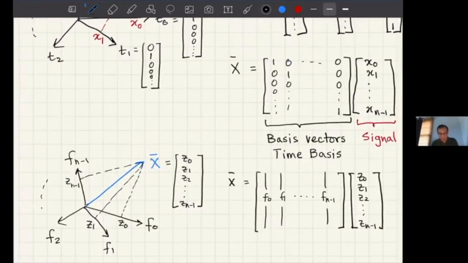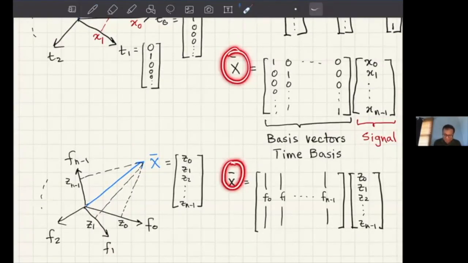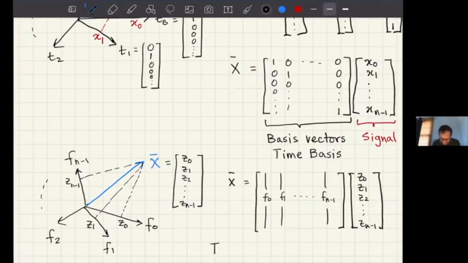Which means, observe that I can write both of these x's, which are the same. I can now write this equation: x equals F times z. Let's call them x in the time domain and x in the F domain.